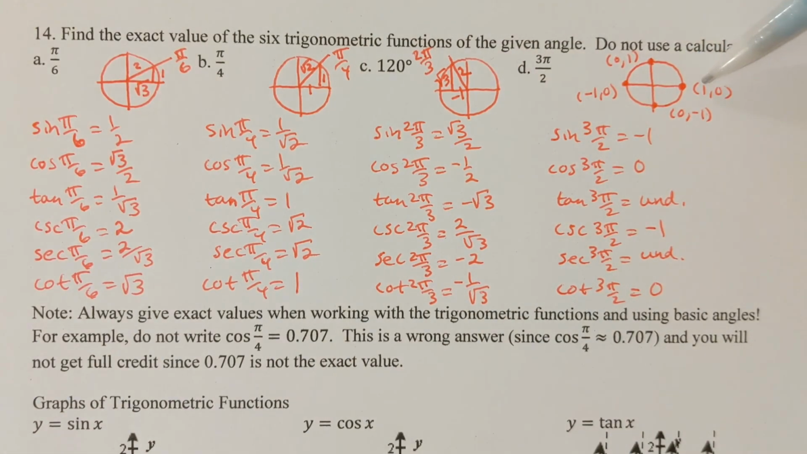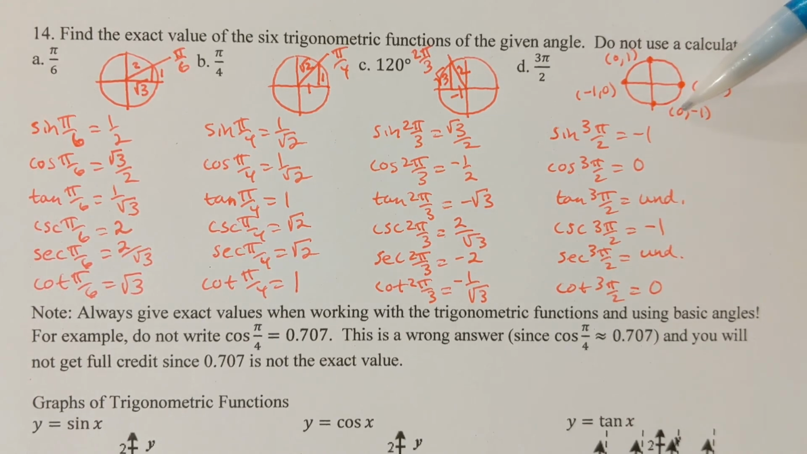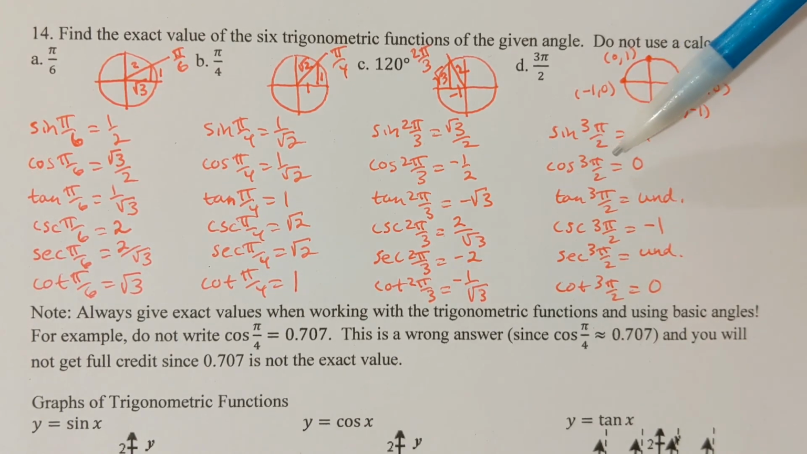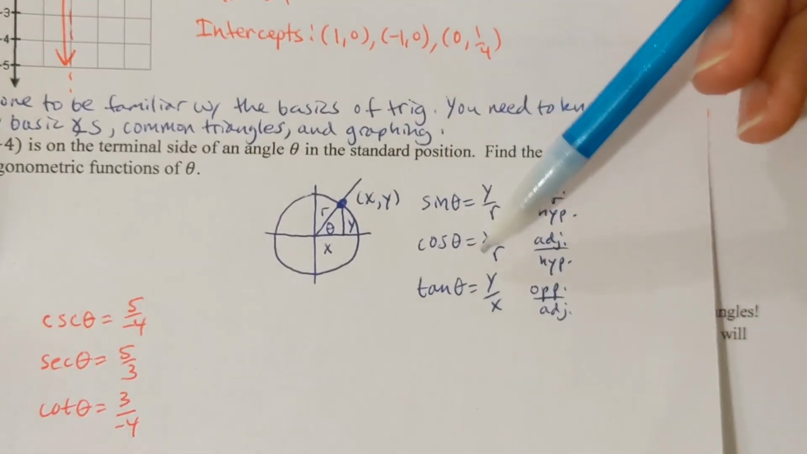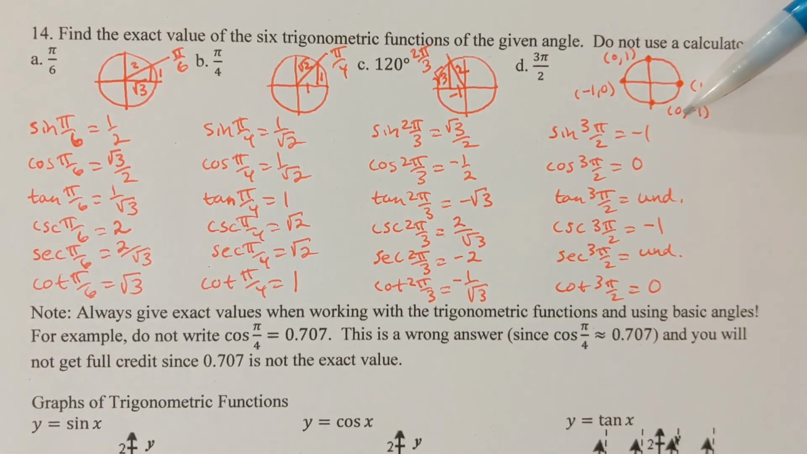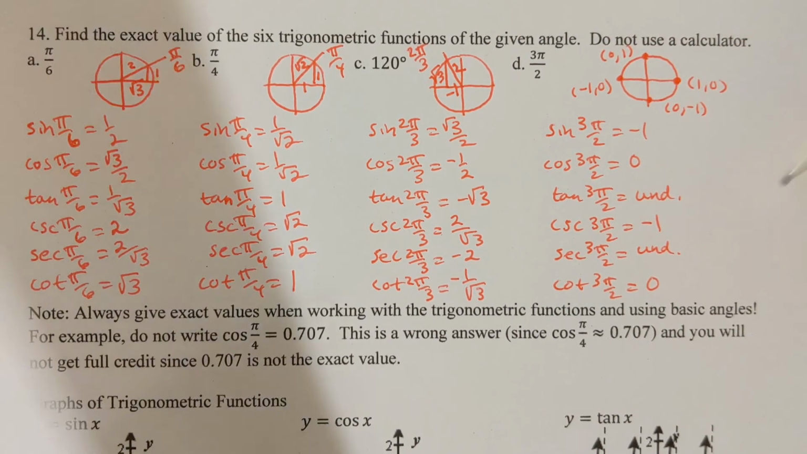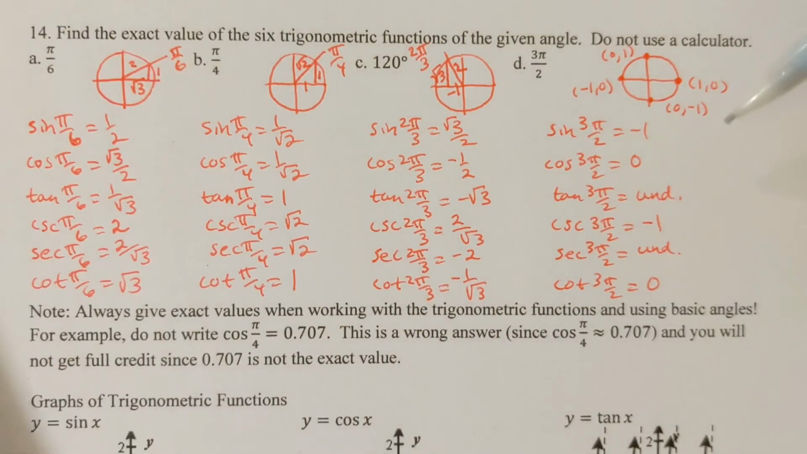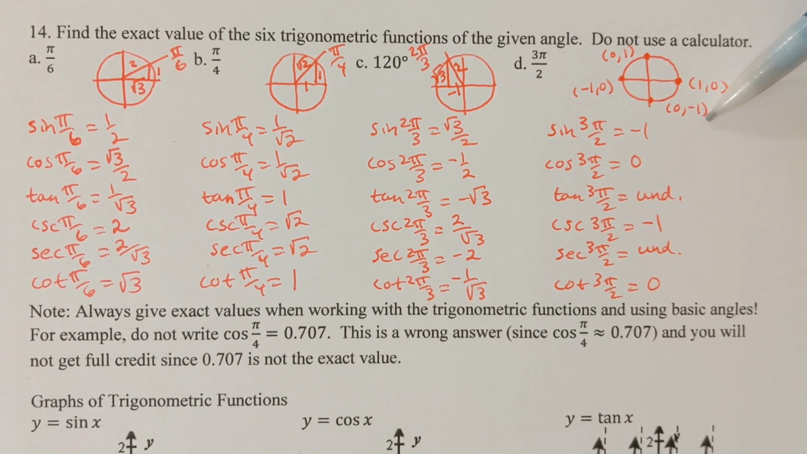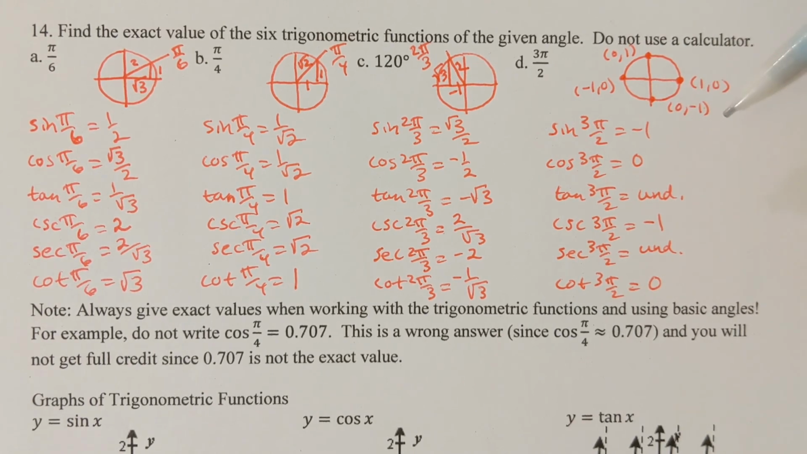So with a 270 degree angle, I'm going to be working with this point, 0, negative 1. The radius of the circle is 1. So y over r, well, negative 1 over 1 is negative 1. Cosine of an angle is x over r. The x-coordinate is 0. 0 divided by 1 is 0. Tangent of an angle is y over x. There'd be a problem with that, because x is 0. I know I can't divide by 0. So I'm going to have something that's undefined.